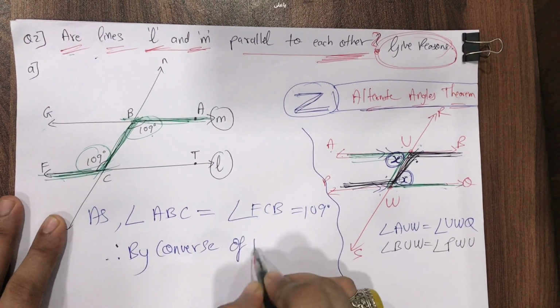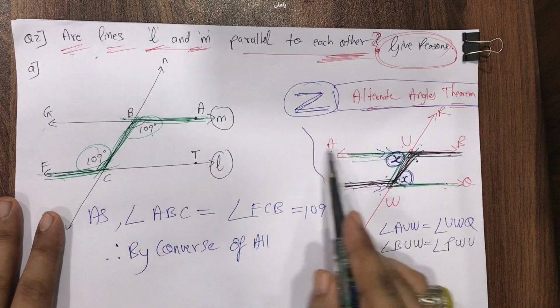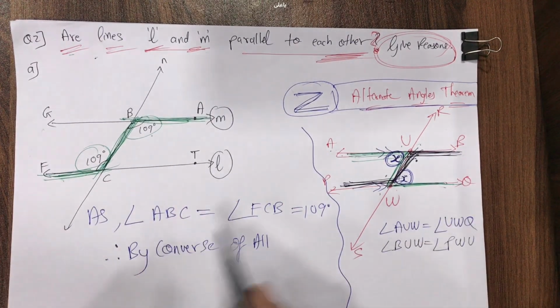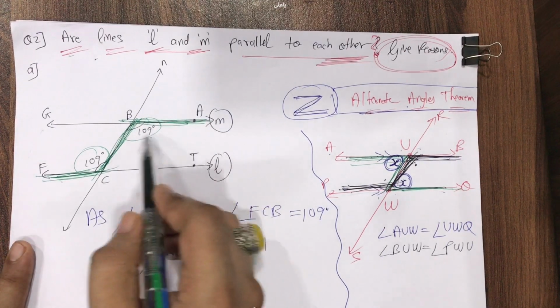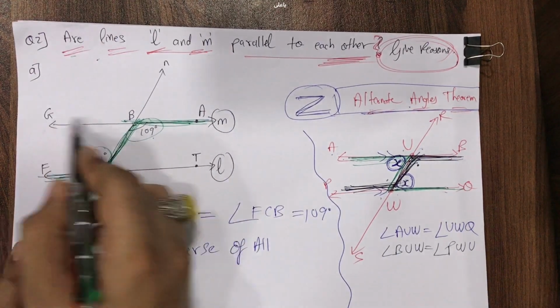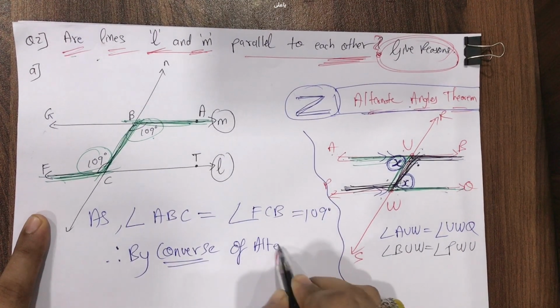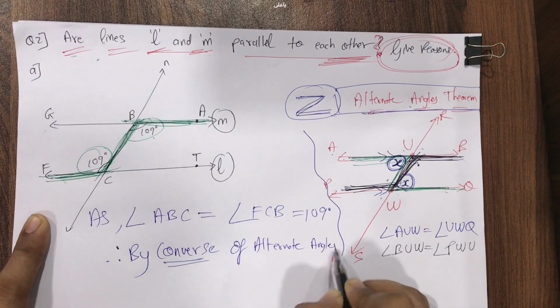By converse of alternate angles, because here it is reversed. Always two lines are given to us as parallel. Because lines are given as parallel, then we say that angles are equal. We apply this theorem. Here it is reversed, here angles were given, and on the basis of these angles, we are proving that line L is parallel to line M. So we write by converse of alternate angles theorem.